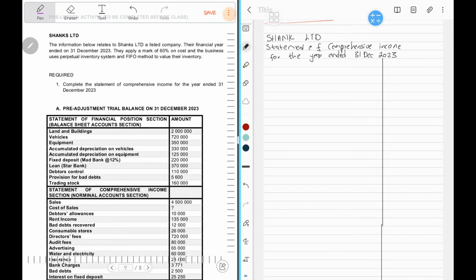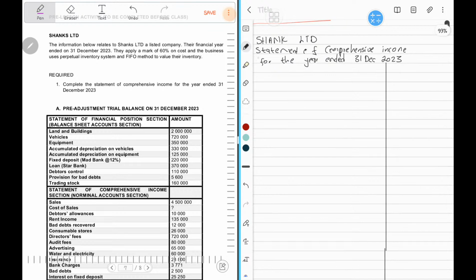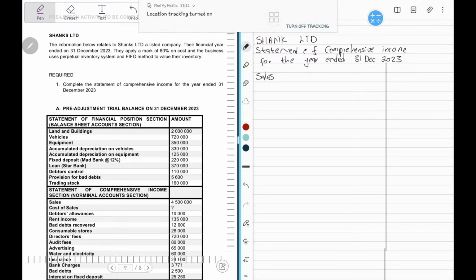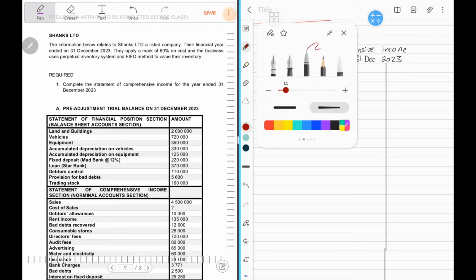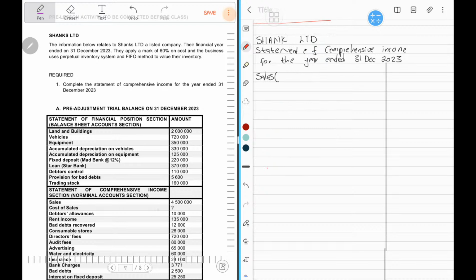Okay, so remember we said that we are going to start with sales, so it means that we are going to say sales. Now the first step, we are going to refer to those steps. Remember, the first step will be to open the bracket. Then the second step will be for you to plug the amount. Now the question is, how much are you going to record? We're going to refer to the pre-adjustment trial balance under the nominal account section, or the statement of comprehensive income section. Then we're going to look at the sales amount here, which is 4,500,000. Then we're going to plug 4,500,000.